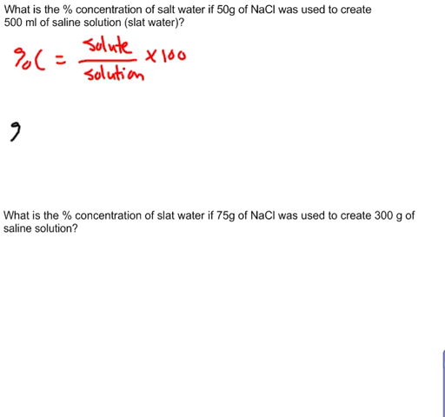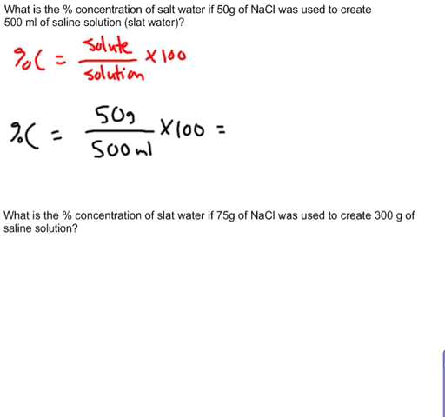So in this case, percent C will be the amount of solute, which in this case is NaCl, and it's 50 grams. And we'll divide that by the amount of saline solution, which is 500 milliliters this time. So it's not necessarily a volume or a mass. It can be either one, doesn't matter. And then we times that by 100 to get a percent.